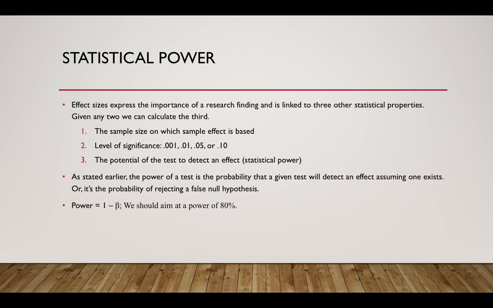The first thing that impacts statistical power is the sample size. The second is the level of significance. The third is the potential to detect an effect. So if we know 1 and 2, the sample size and the level of significance, we can calculate the power. If we know the power and the level of significance, we can calculate the sample size required for the study. If we know 1 and 3, then we can determine the level of significance that was used.